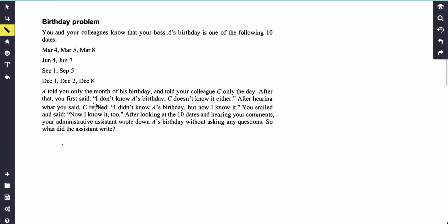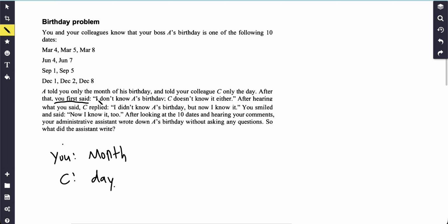The first comment mentioned was from you. You said that I don't know A's birthday. C doesn't know it either. Well, you were told a month, right? C was told the day. Now, you were the one who said this phrase. So therefore, you know that both of these statements have to be true. You know it. And how does that play in?